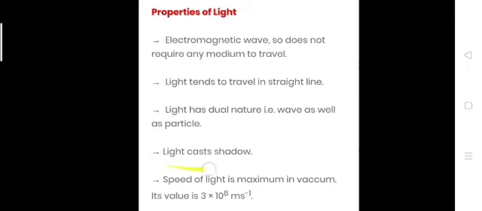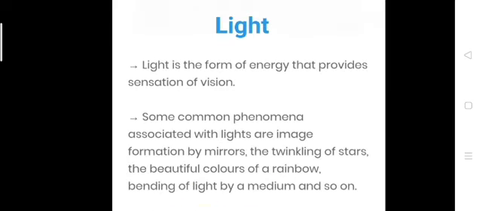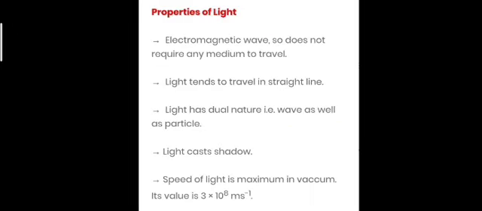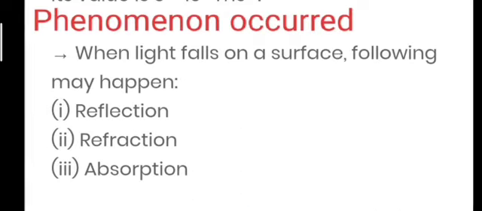And the special one, which we studied in the last or previous classes: light casts shadow. That means कि light की वजह से shadow create होता है. And the last and most important is that the speed of light is maximum in vacuum, and it is 3 into 10 power 8 meter per second.